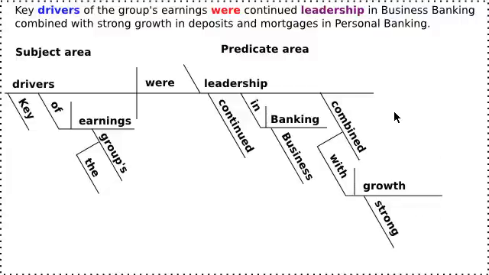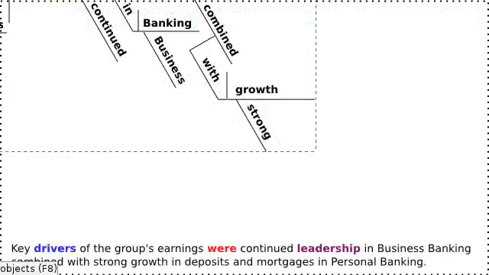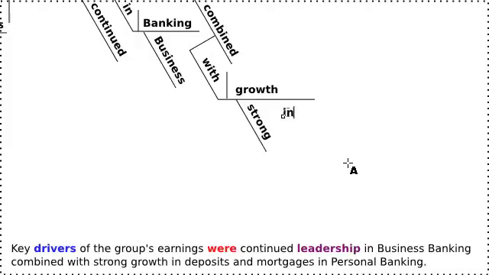Now, the next prepositional phrase, in deposits and mortgages, I think you can see, has two objects. The preposition in deposits and mortgages answers the question, what kind of growth? In deposits and mortgages.